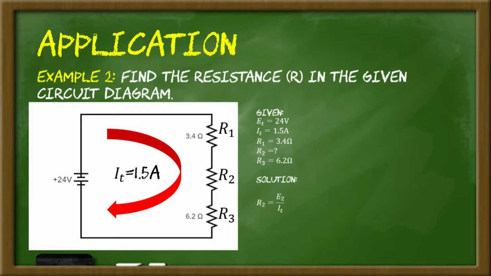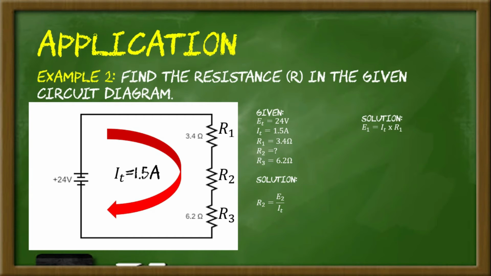The formula to get R2 is equal to the individual value of voltage divided by the total current in the series circuit. However, we cannot proceed to solve this because the value of E2 is undetermined. Therefore, we have to solve the values of the individual voltages. In order to do that, let us solve E1.